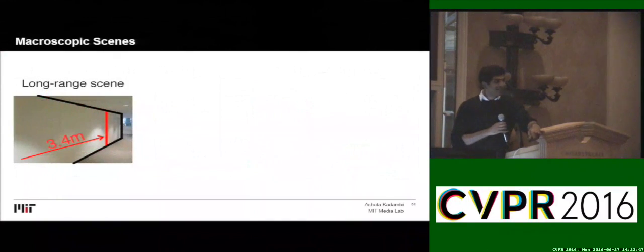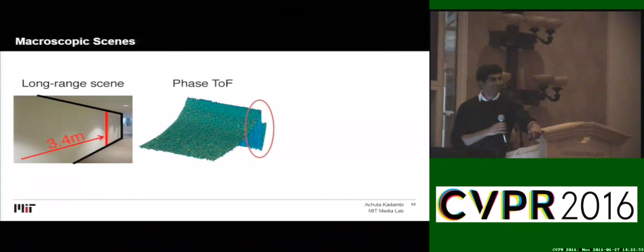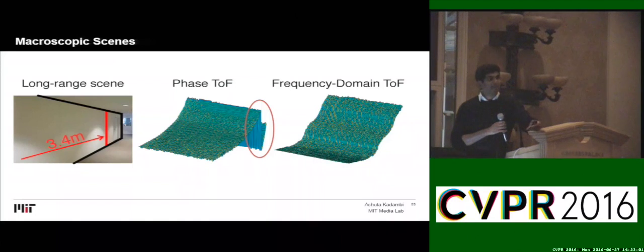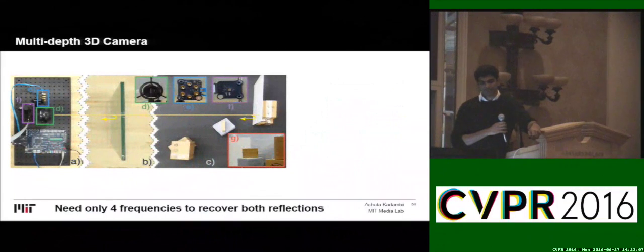If we were to look at a macroscopic scene, we have a long-range scene here, 3.5 meters roughly. And if you do standard Kinect, you'll see this phase wrapping, where the phase wraps at about 3.3 meters. With the frequency domain time of flight, you can see that there's no wrapping. It's sort of inbuilt because there's no concept of phase that you're sampling. The frequency just goes higher.